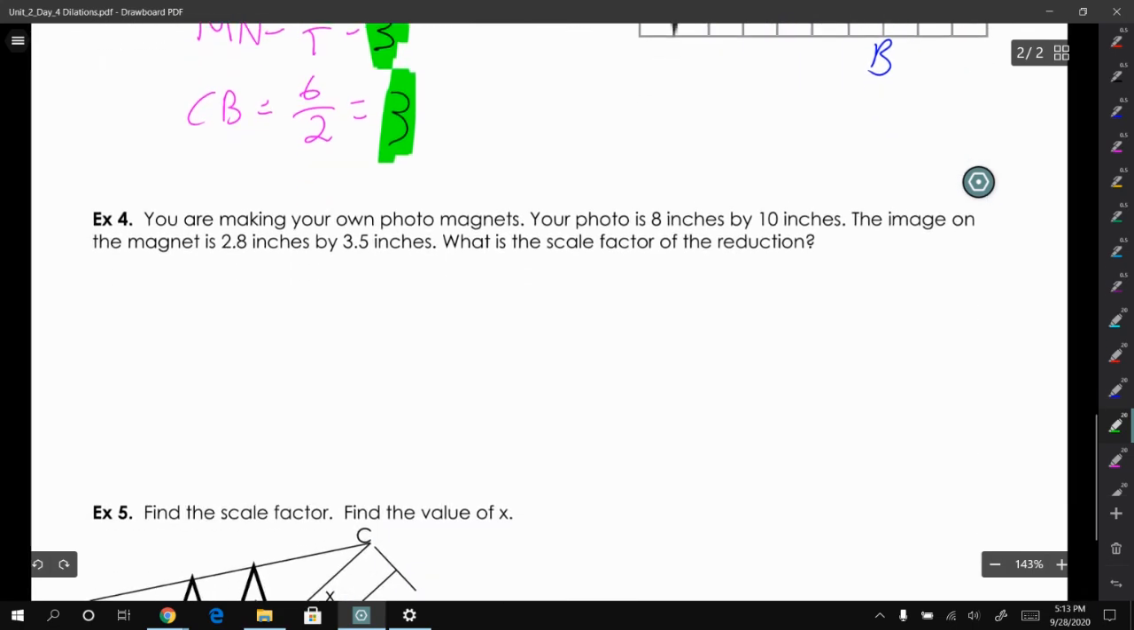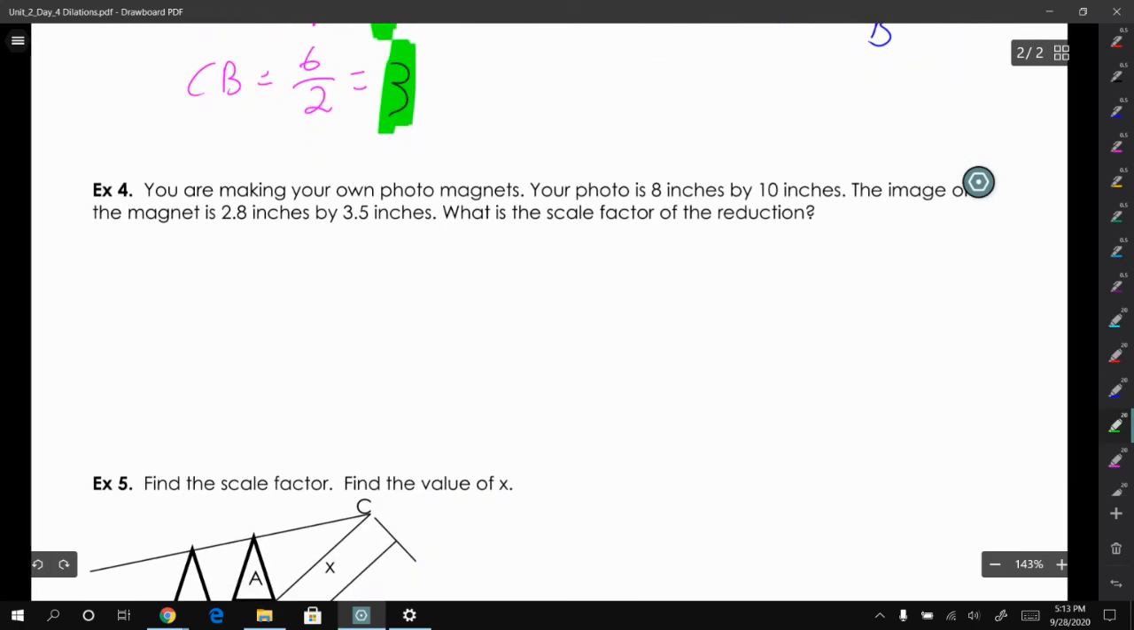So example 4 says you are making your own photo magnets. Your photo is 8 inches by 10 inches. The image on the magnet is 2.8 inches by 3.5 inches. What is the scale factor of your reduction? So I'm going to draw this out to help us figure this out. We have 8 by 10 inches, and we want to go down to 2.8 inches by 3.5 inches.